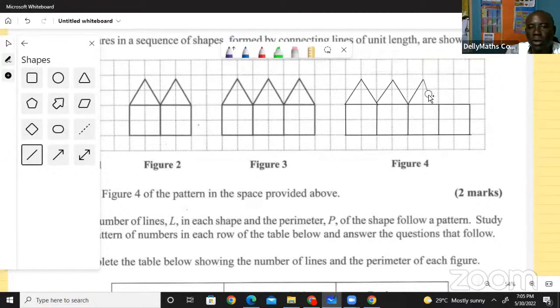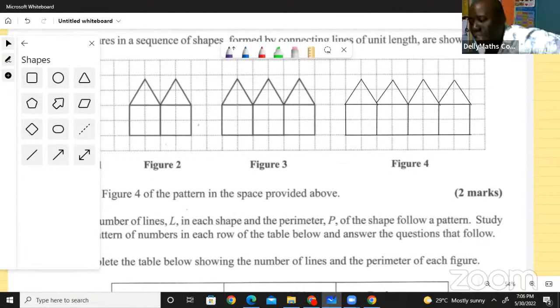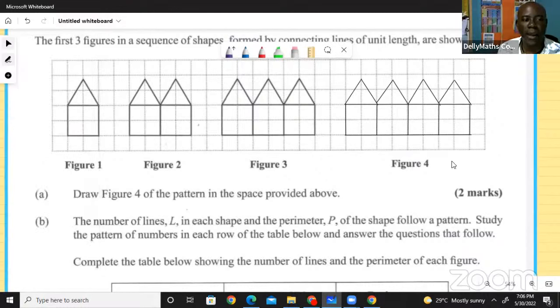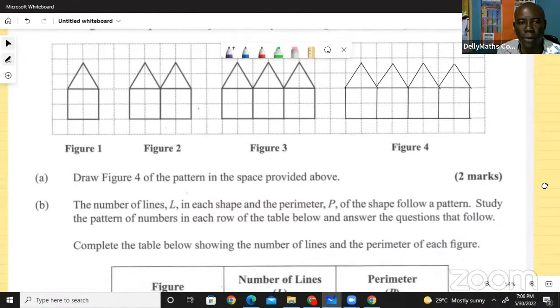And we're done. We call it 2 marks. And the grid is there already for you to work within. There it is, at the end. All right, so expecting you to do that, and then you would have collected the marks for that. All right. Yes, somebody says 4 houses. You draw it and you move on. Very good. All right, so that's figure 4 right there.